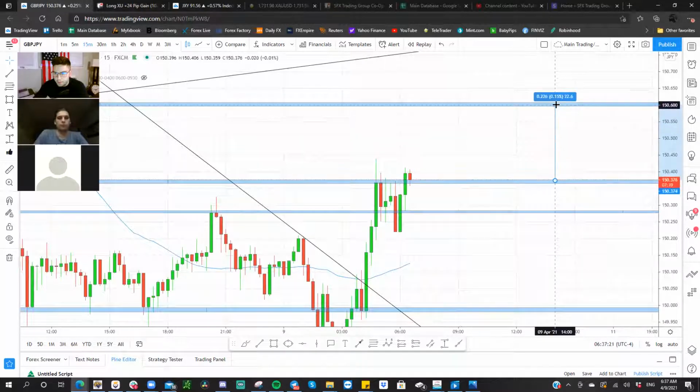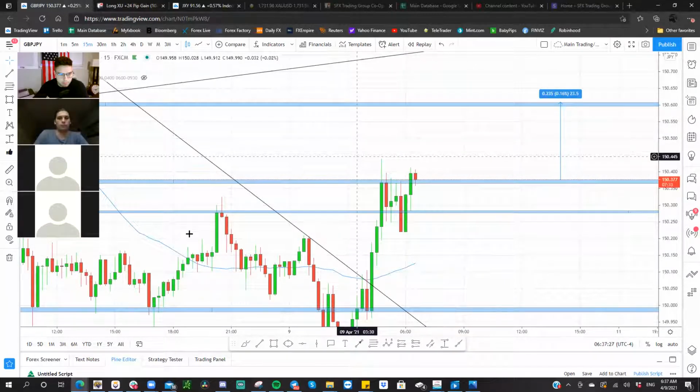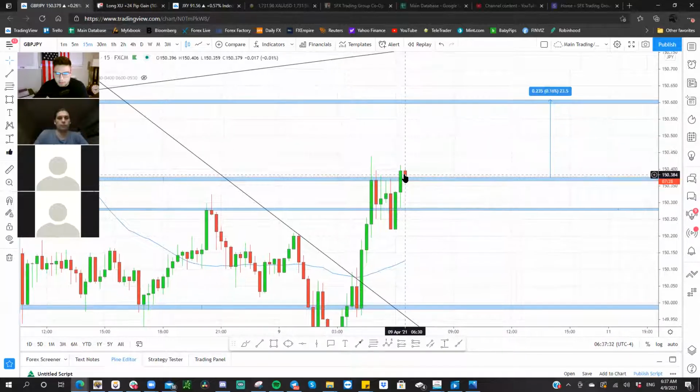We got about 22 pips, 23 pips to play with. Should be more coming up. Why more water, Bella? Where are you putting all this water? No, you're not. Should be retesting right over here and continuing bullish.